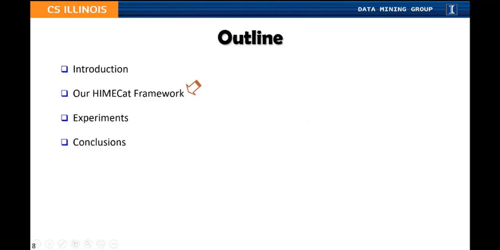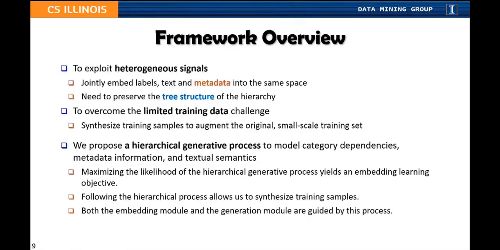To solve this problem, we propose our HIMCAT framework. To give an overview of the framework, we try to address two challenges as mentioned in previous slides. So the first one, to exploit heterogeneous signals, we try to jointly embed labels, text, and metadata into the same space. Here, because we have the hierarchy, we need to preserve the tree structure of the hierarchy in the embedding space.